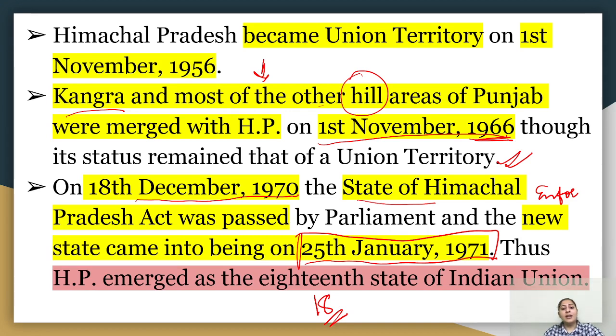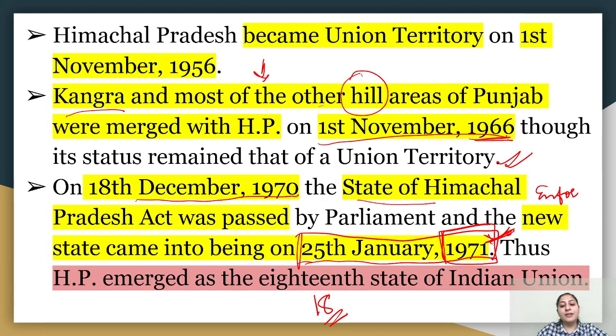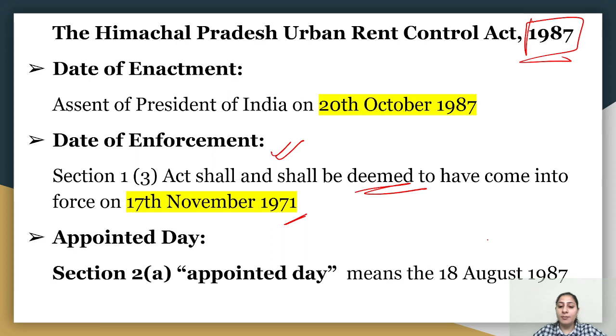So, one date which is most important here is this particular date. On the date when the State of Himachal Pradesh Act came into force and we got our state. So this year, that is 1971, is very important for us. The reason being, our legislation is of 1987, but its date of enforcement is deemed to be that of 17th November 1971. So Himachal Pradesh was formed on 25th January 1971.